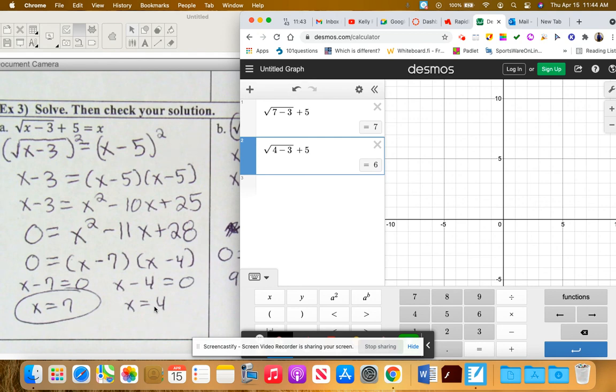When I plug in the number 4 into the left-hand side, notice the number 4 does not work, which is why over here on the left-hand side of your screen, I circled only the number 7 because 4 does not work. So make sure you get in the habit of checking your work.